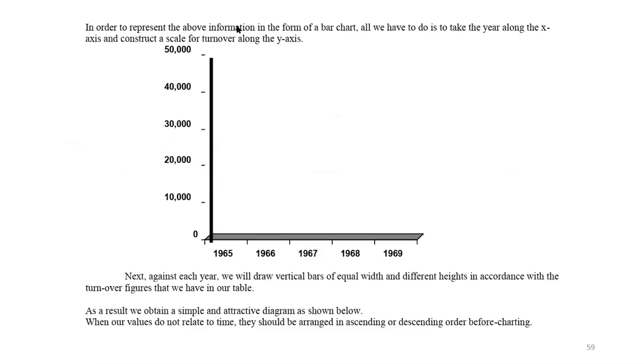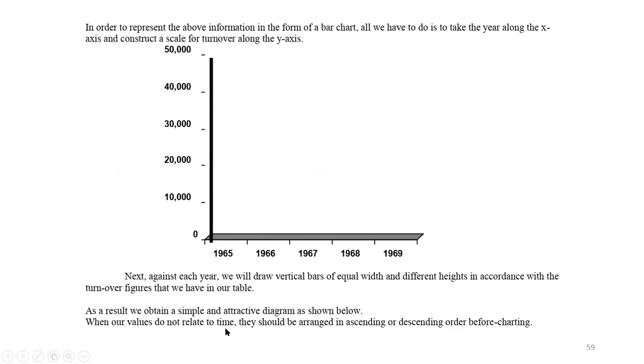Now, in order to represent the above information in the form of a bar chart, all we have to do is take the year along the x-axis. You will represent years here, and the turnover you will represent on the y-axis. Next, for each year we will draw a vertical bar of equal width, showing what the turnover was in 1965, and what it was in 1966. As a result, we obtain a simple and attractive diagram as shown below.